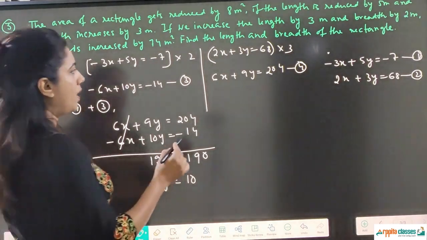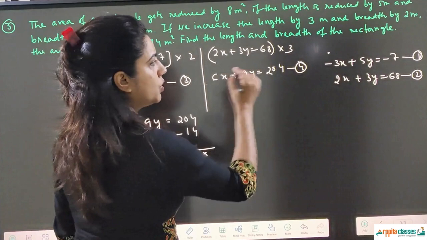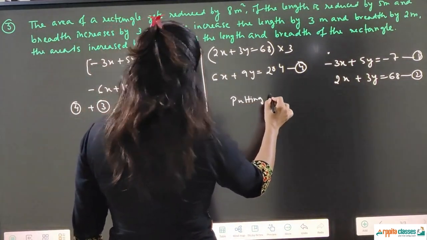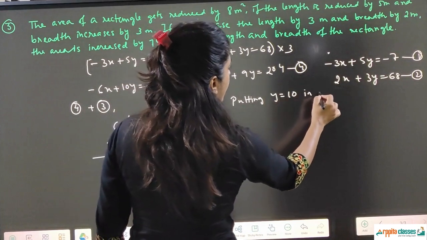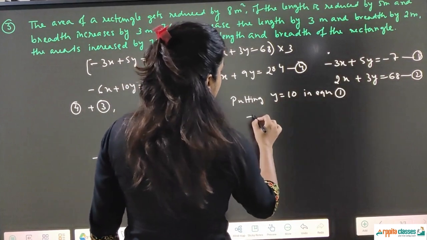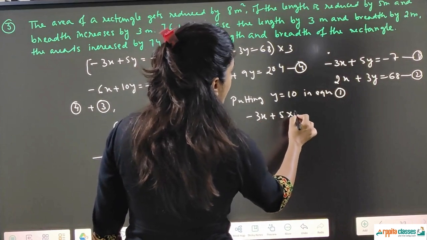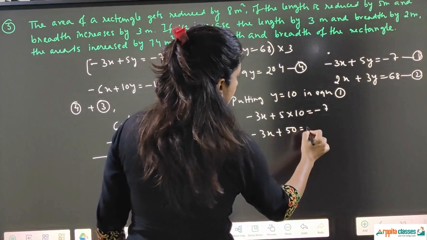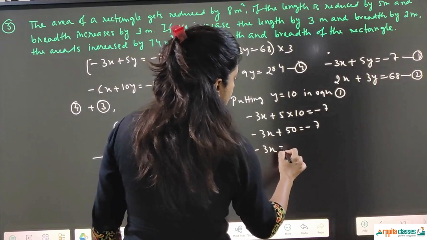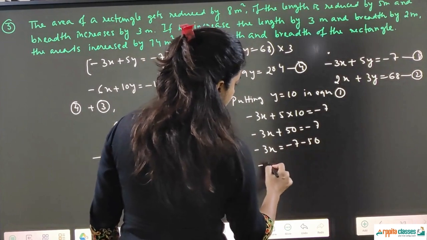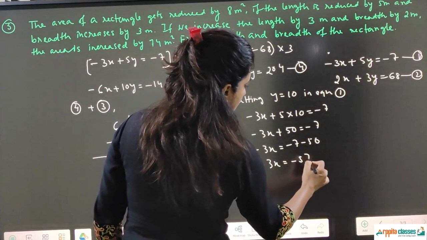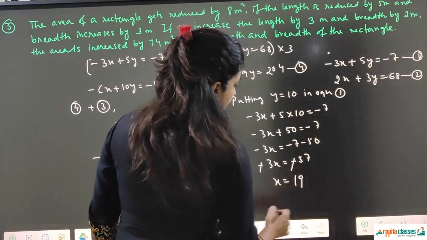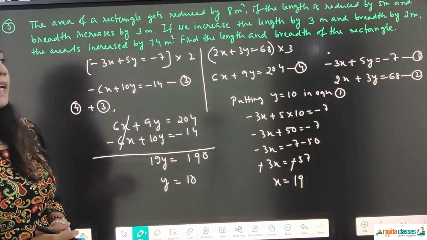Now putting the value of y in equation 1. Putting y is equal to 10 in equation 1: minus 3x plus 5 into 10 is minus 7. Minus 3x plus 50 is minus 7. Minus 3x is minus 7 minus 50. Minus 3x is minus 57. Minus minus cancels. x is equal to 19. So we got y is equal to 10 and x is equal to 19.